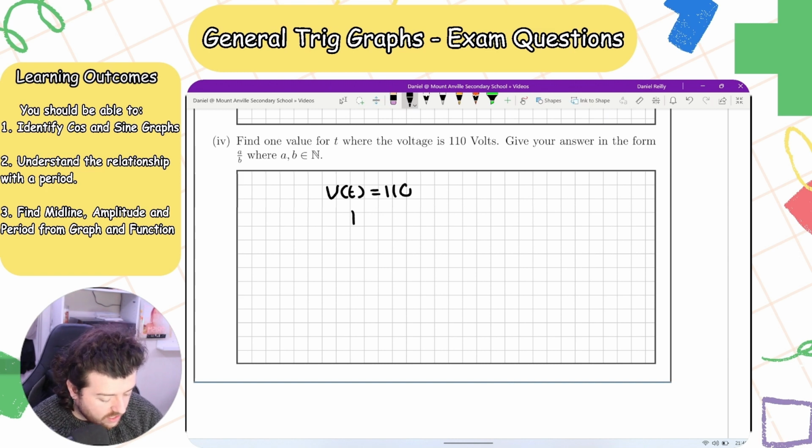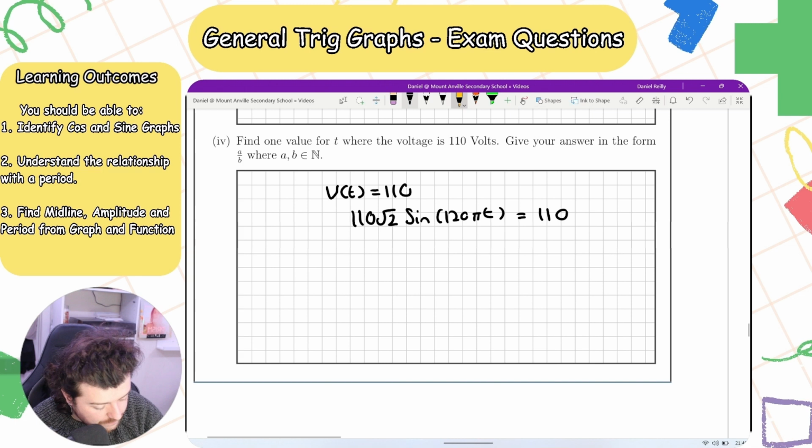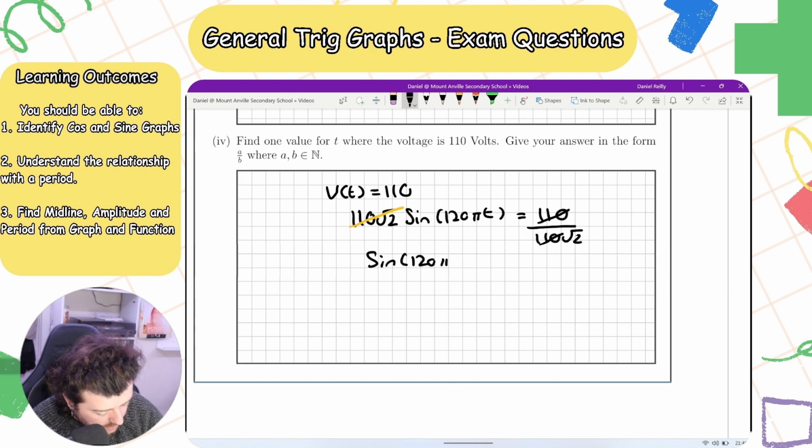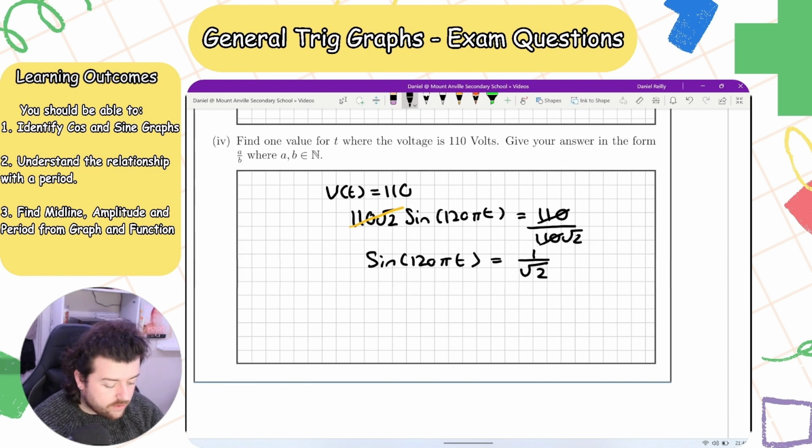Well, I know V(t) is equal to 110 root 2 sine 120 pi t, and then let it equal 110. I can divide both sides by 110 root 2, and these are going to cancel out, so I'm left with sine 120 pi t equals 1 over root 2. Now I have a trig equation here.